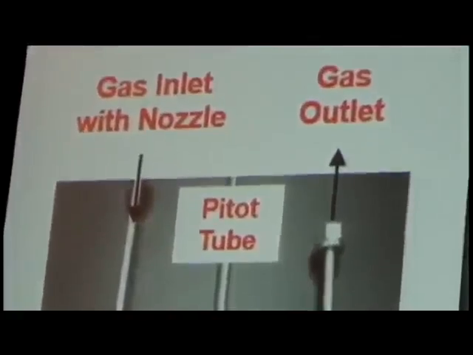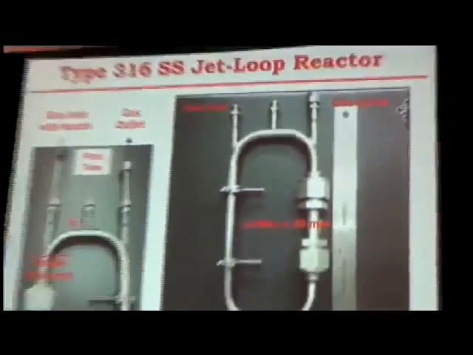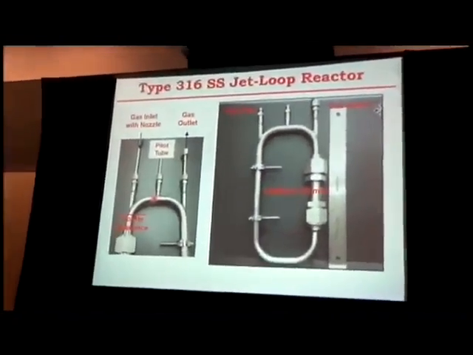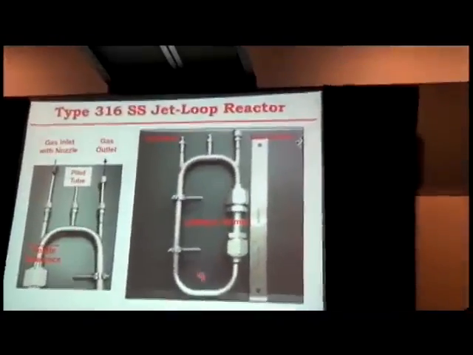This is a diagram of one of our reactors. This chamber over here is the one that holds the particles. It can hold 4 or 5 particles up to 20 millimeters, which are commercial size shapes. And here's the gas inlet and the gas outlet. In order to measure the gas recycle rate, we use a pitot tube.